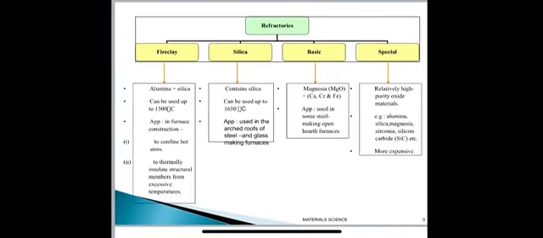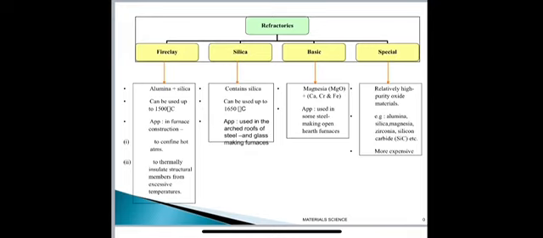Refractories has 4 types: fire clay, silica, basic and special. Fire clay, alumina plus silica, can be used up to 1500 degrees Celsius. Application: in furnace construction. First, to confine hot atmospheres. Second, to thermally insulate structural members from excessive temperatures.